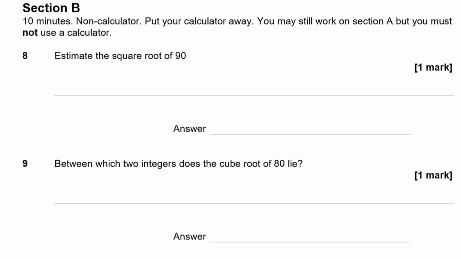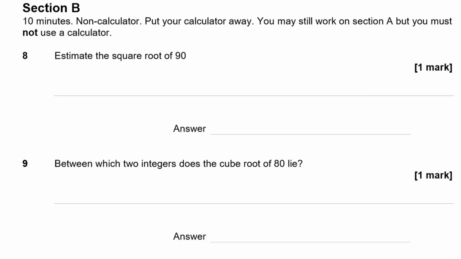Right, moving swiftly on. Section B, 10 minutes non-calculator. Put your calculator away. So here we'll have to not use our calculator for this part, so we have to do it using our laws or our knowledge of indices. Right, question 8 says, estimate the square root of 90.